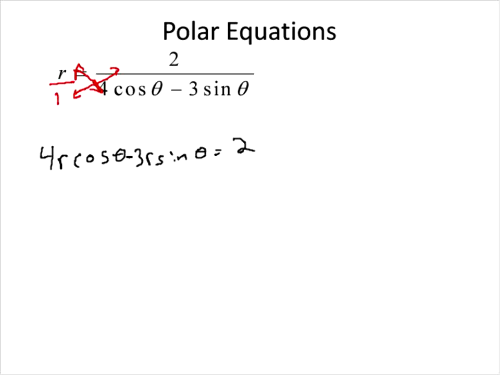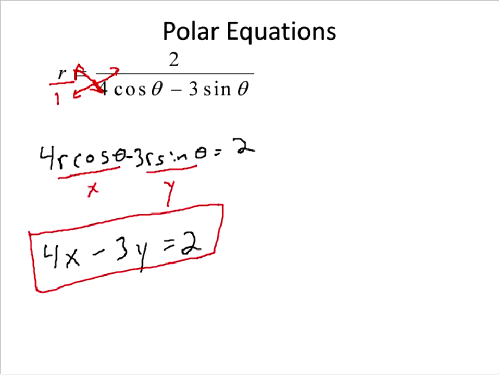But again, we can substitute, because remember, r cosine theta, that's just an x. R sine theta, that's just a y. So I come down here, and after the substitution, I can say that's really 4x minus 3y equals 2. And there you go. I've got it in rectangular format. So I've just rewritten that polar equation into a rectangular form. You'll have to do a bunch of that in the homework.